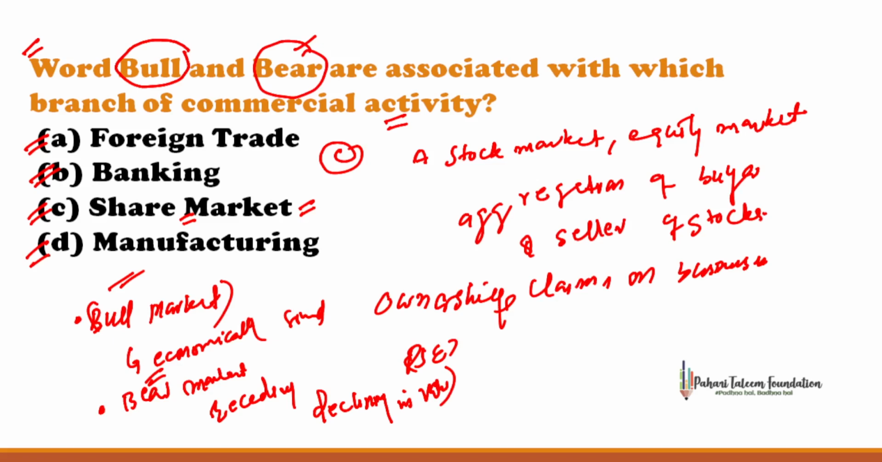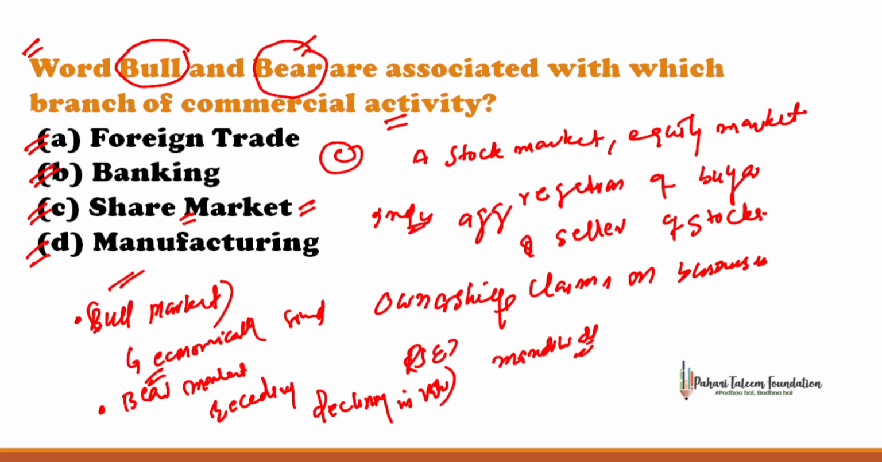Actually, a bear is a speculator who participates in the fall in the price of securities. He sells securities for a future delivery. He sells securities which he does not possess, with a hope to buy securities at a lower price before the date of delivery. In India, a bear is also known as a mandiwala. So that is a point.